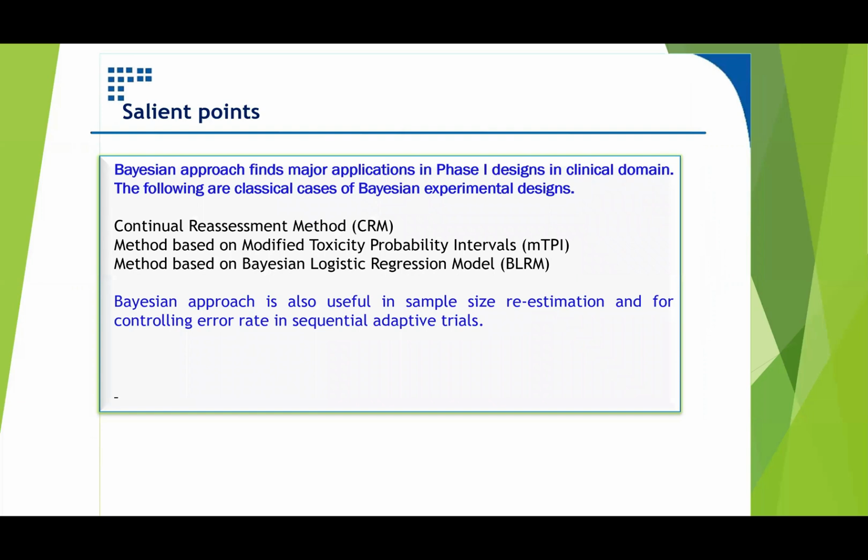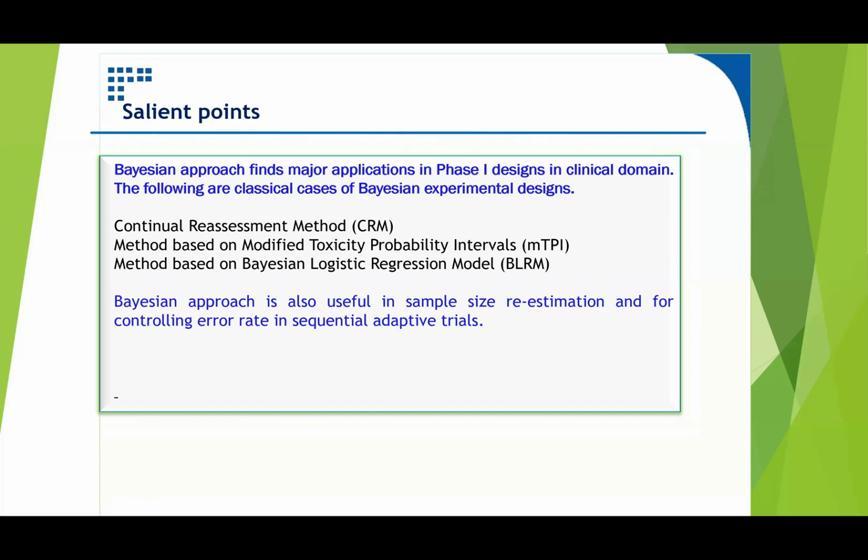So the salient point here is that the Bayesian approach finds major applications in phase 1 designs in the clinical domain, following our classical case of Bayesian experimental design. We have not discussed CRM or mTPI, but we have seen how BLRM works here. It is also useful in sample size re-estimation and for controlling error rate in sequential adaptive trials. Adaptive trials are a class of design coming up very strongly in recent times, and sample size re-estimation is an important topic associated with adaptive trials.